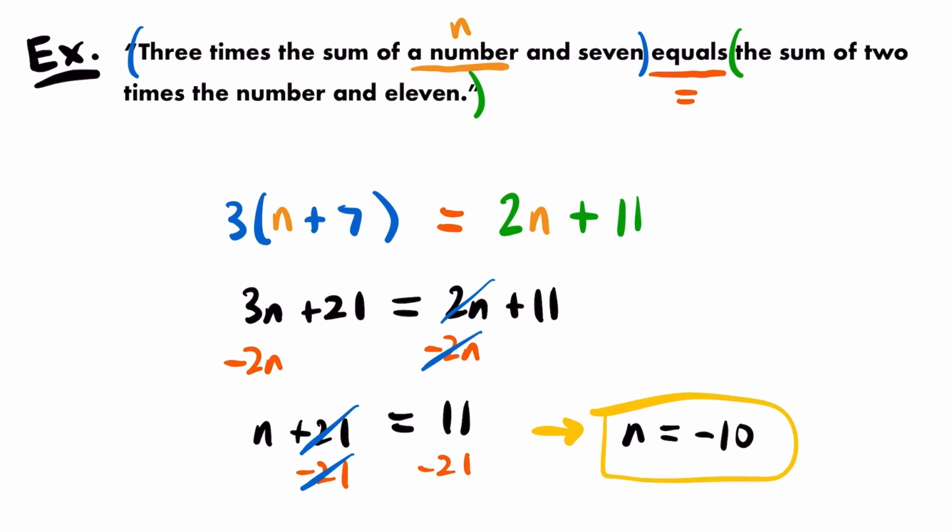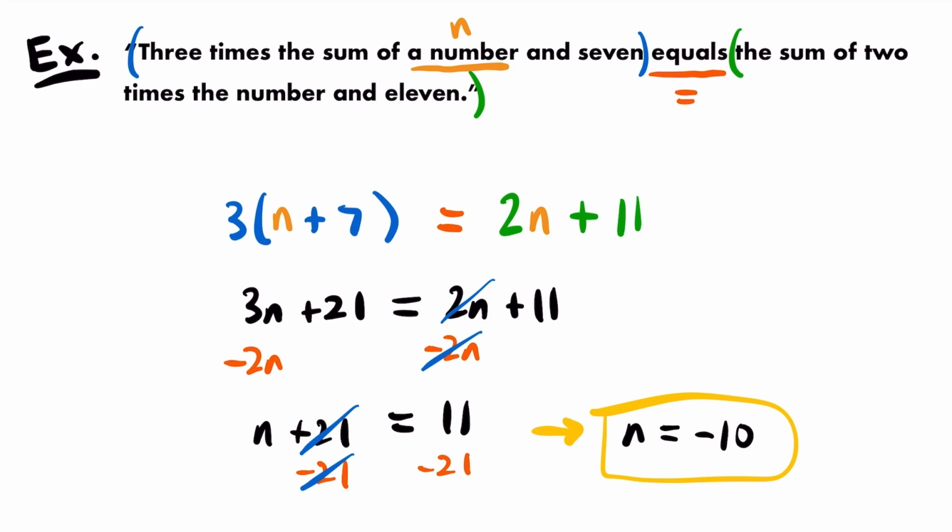That is the solution to the equation that we translated from this sentence. And if you wanted to, you could check to make sure that this is the right solution by plugging it back in for n in the original equation and see if you get a true statement. I'm not going to go through that work here in this video. I've shown you how to check solutions many times over in previous videos, so I'm not going to spend the time on that in this video, but I will tell you that n equals negative 10 is the correct solution to this equation.